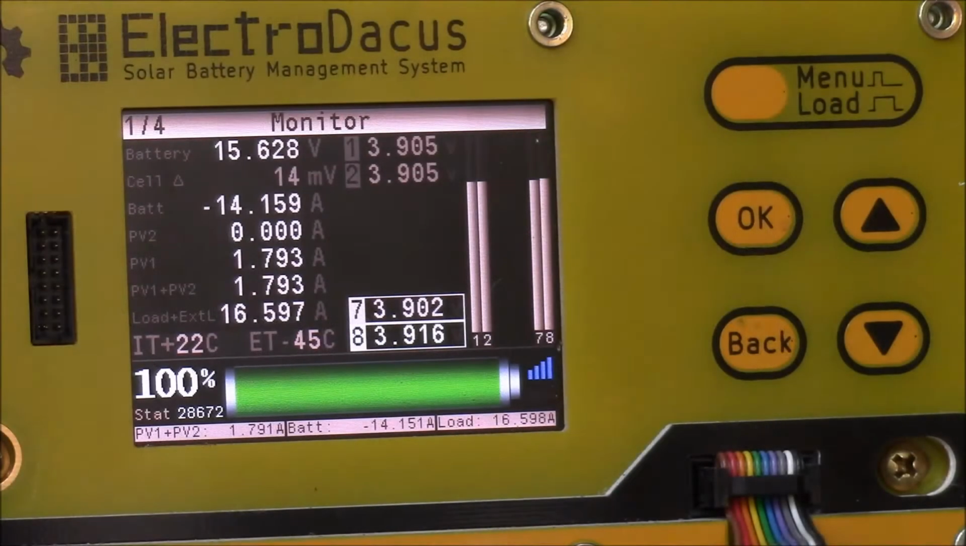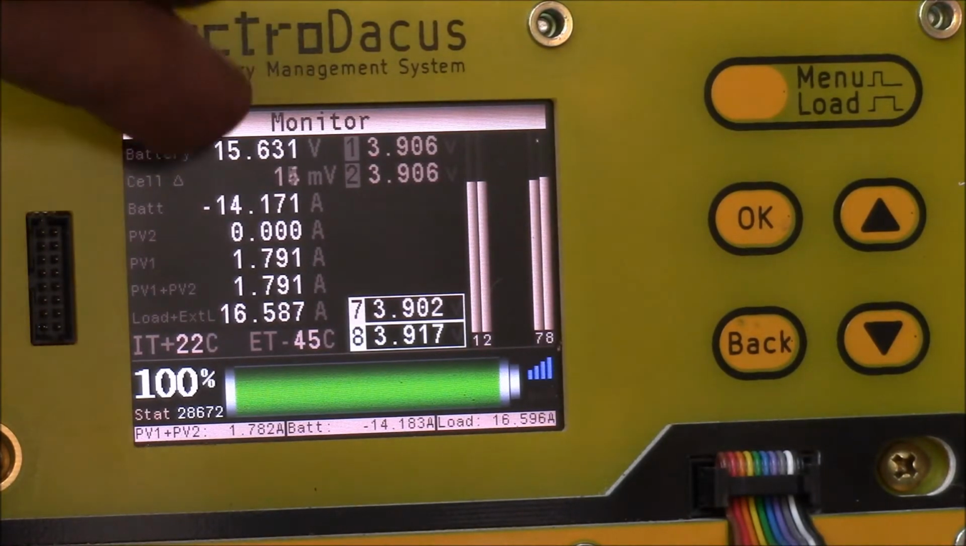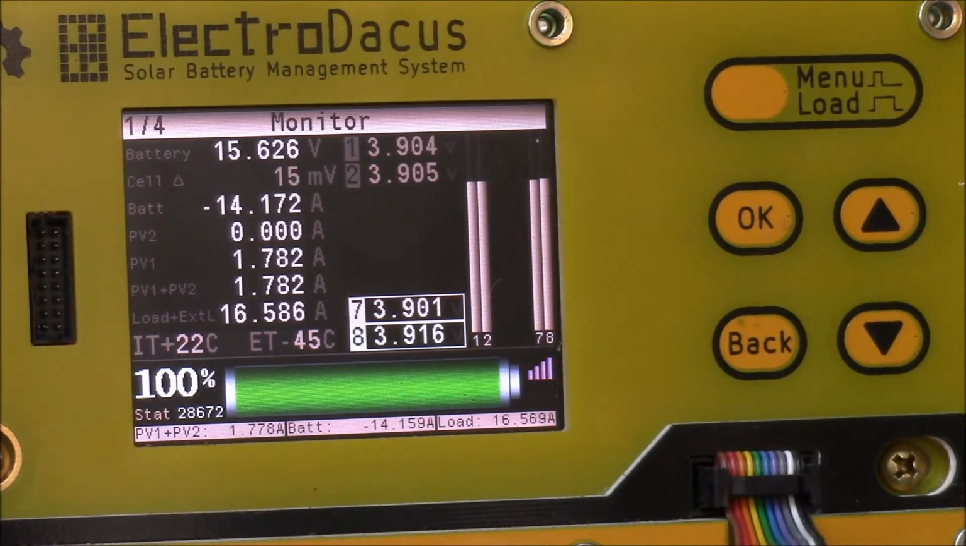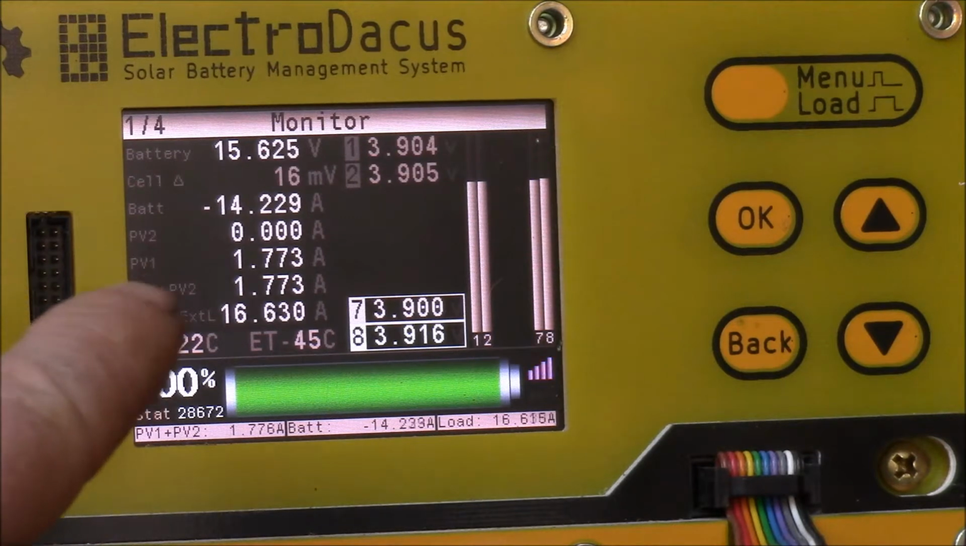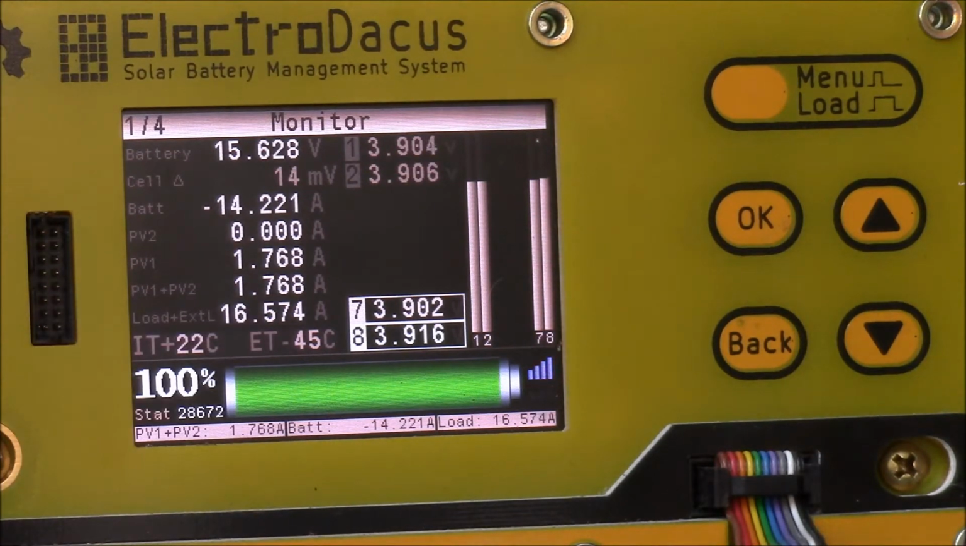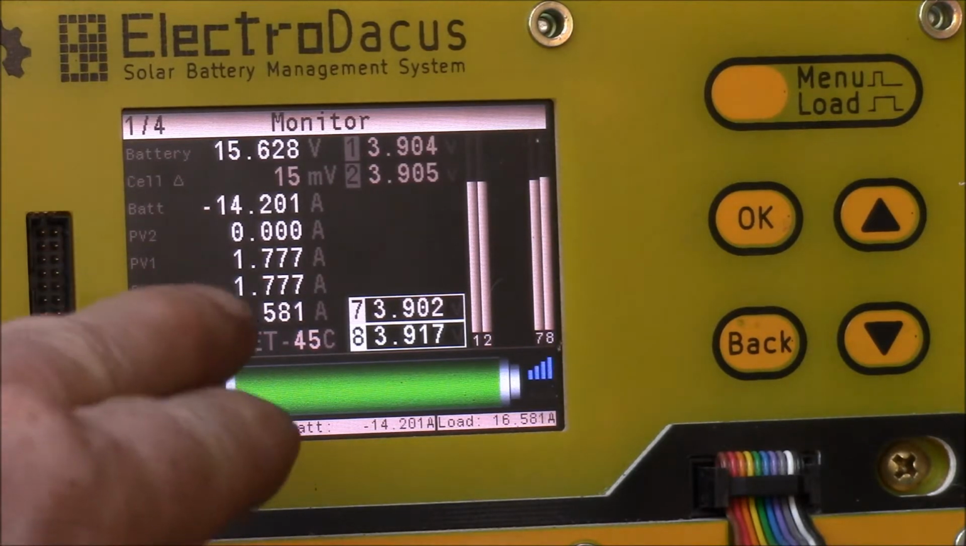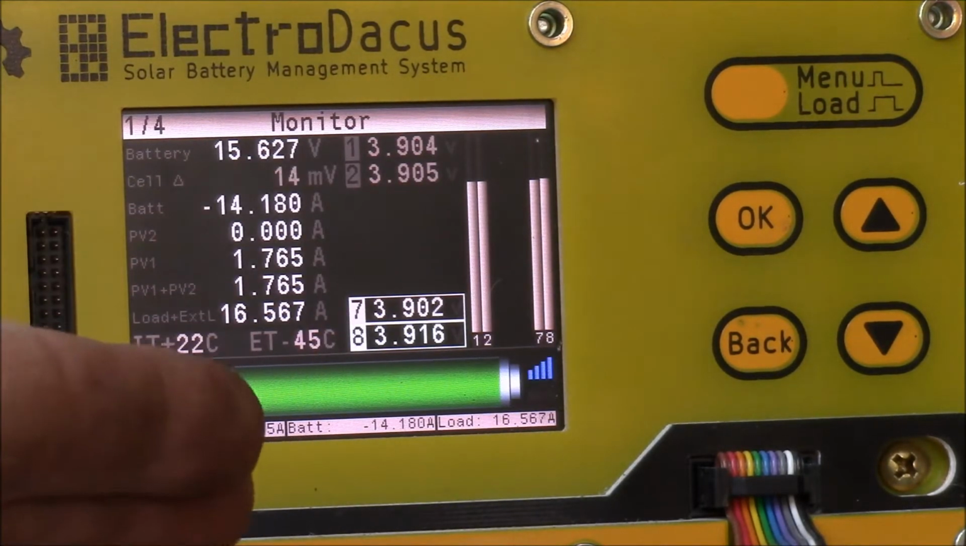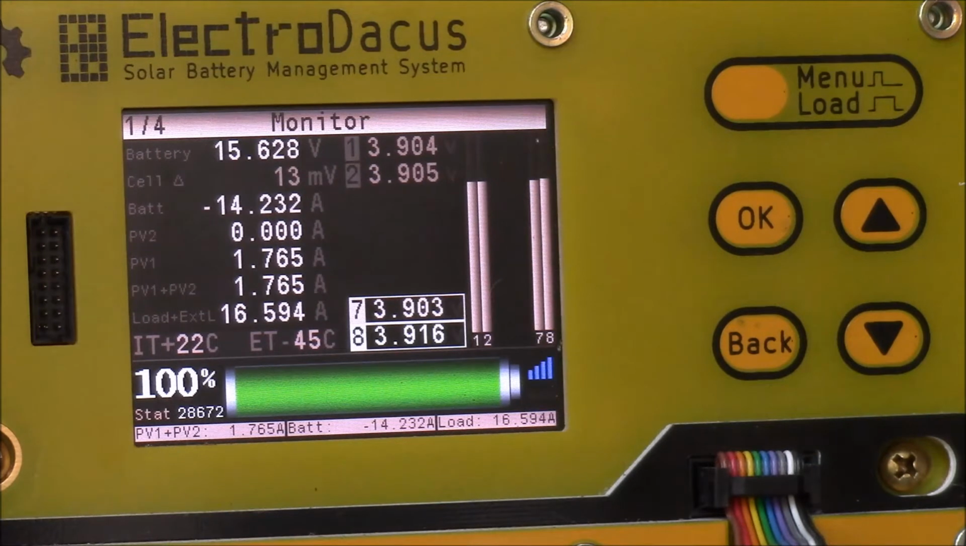Good evening, YouTube. So I wanted to show you some of the parameters here in the SBMS-120. You can see right now we're at 15.62 volts on the 4S battery. We've got a net discharge of 14 amps. We're still bringing in about 1.78 amps on the one solar panel. The one panel here is facing southwest, and then I have one facing southeast that picks up the morning sun.